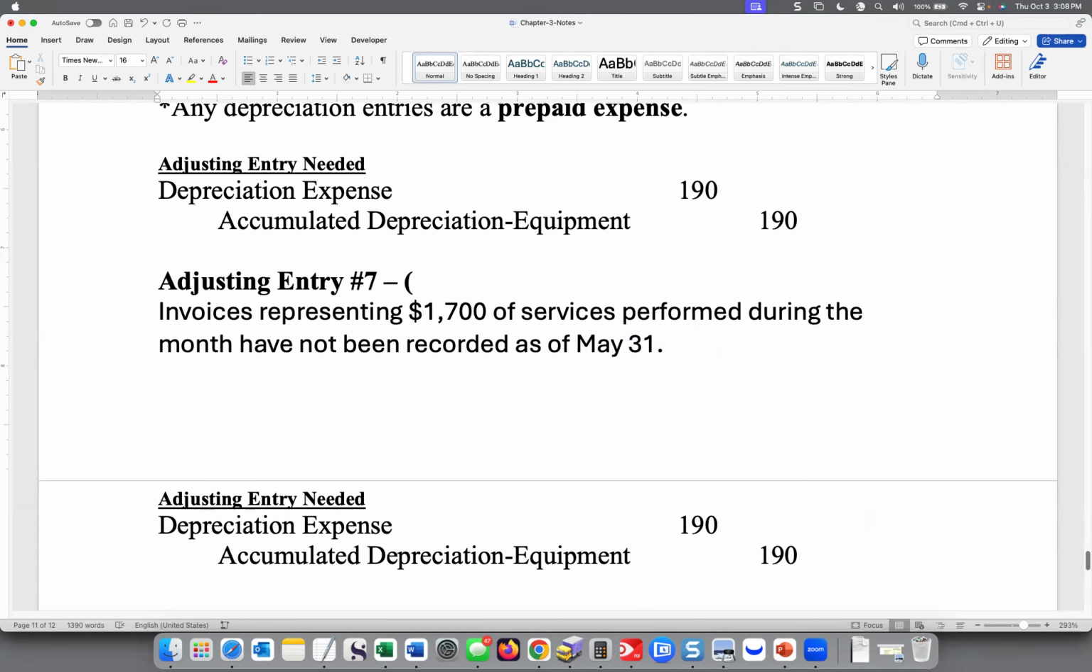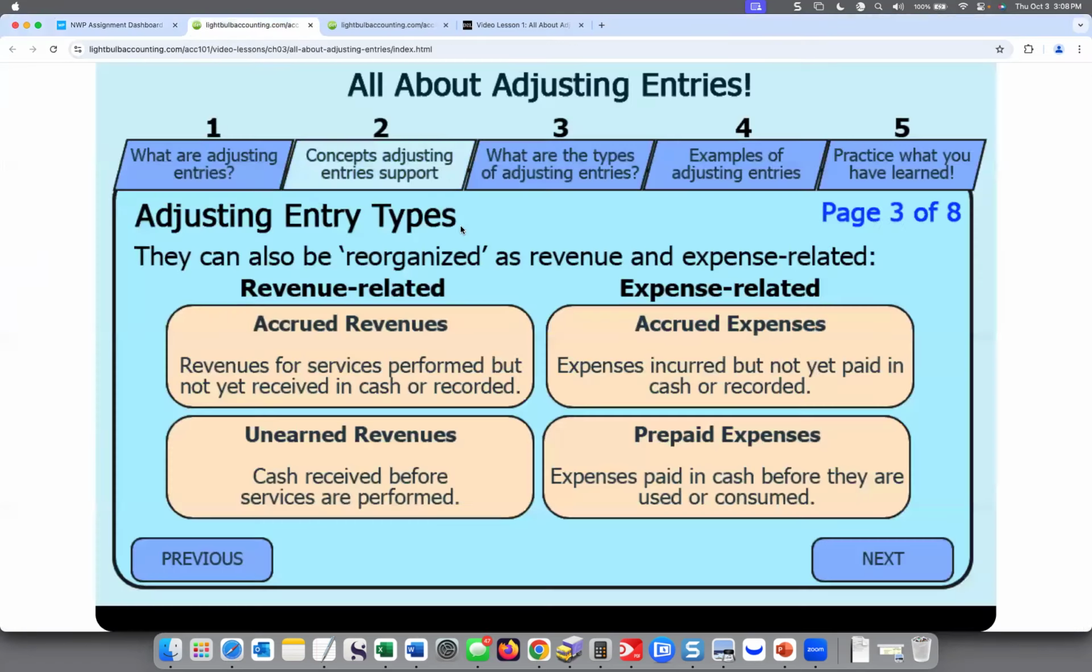All right, so it says invoices representing $1,700 of services performed during the month have not been recorded as of May 31st, that is. So are we talking about revenue or expense? Which was this one related to? We're talking about performing services, we're talking about revenue. Now from there, is it revenues that we did perform, but we just didn't book? Or is it money that we got paid up front that now we are earning by performing some of the services? Which one makes more sense?